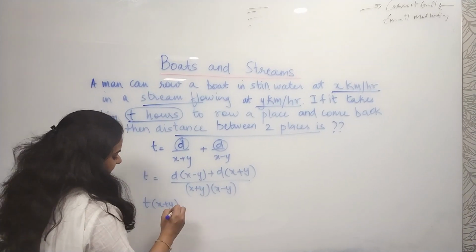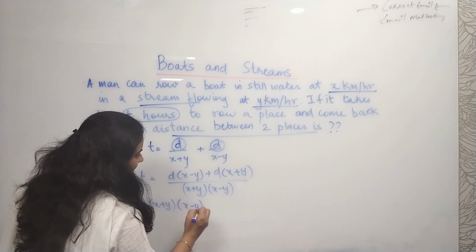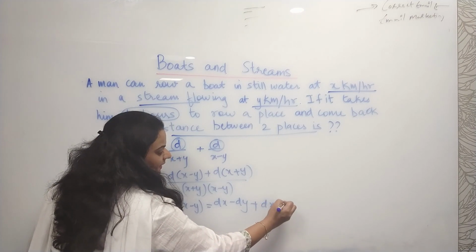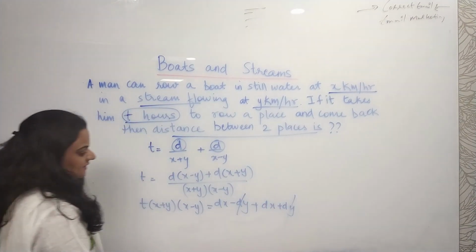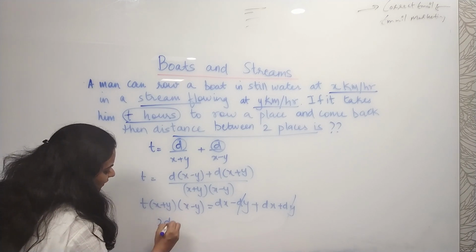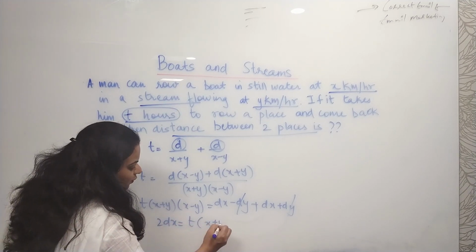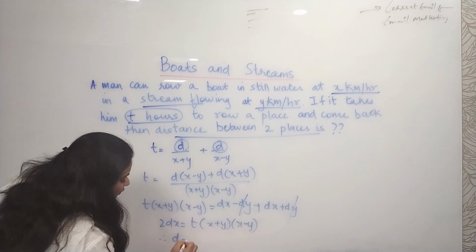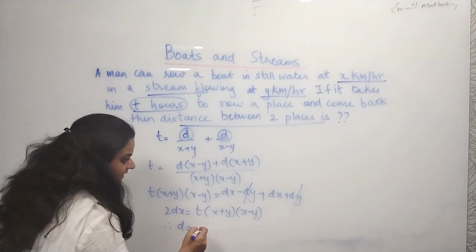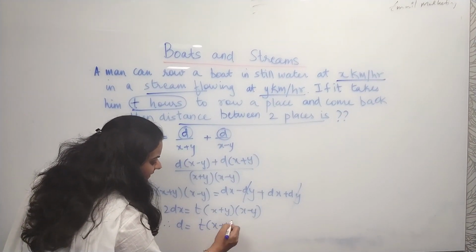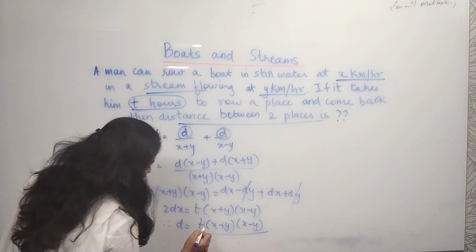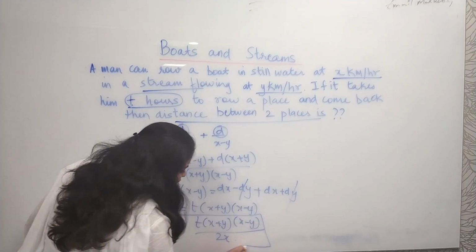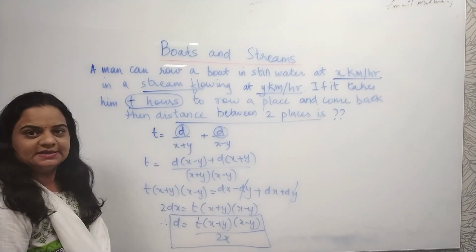Solving further, we get t(x plus y)(x minus y) is equal to dx minus dy plus dx plus dy. Cancelling out dy, we get 2dx is equal to t into (x plus y)(x minus y). Therefore, d, which is the distance between the two places, is t into (x plus y)(x minus y) upon 2x. Again, this is a direct trick which can help you save your time in any exam.